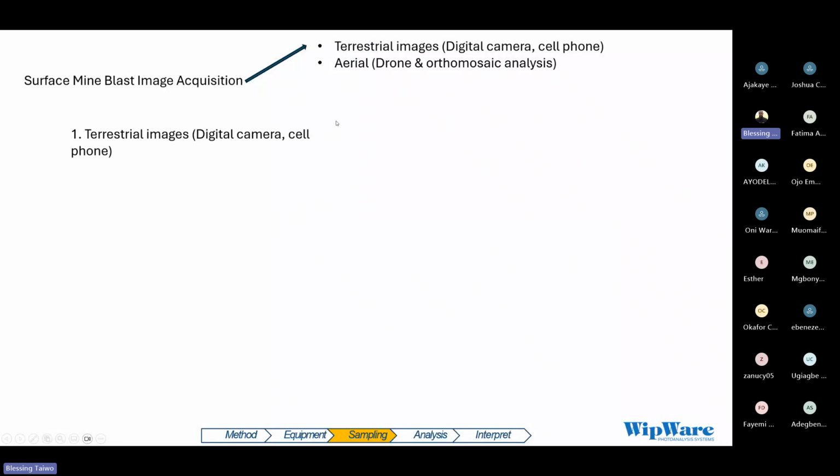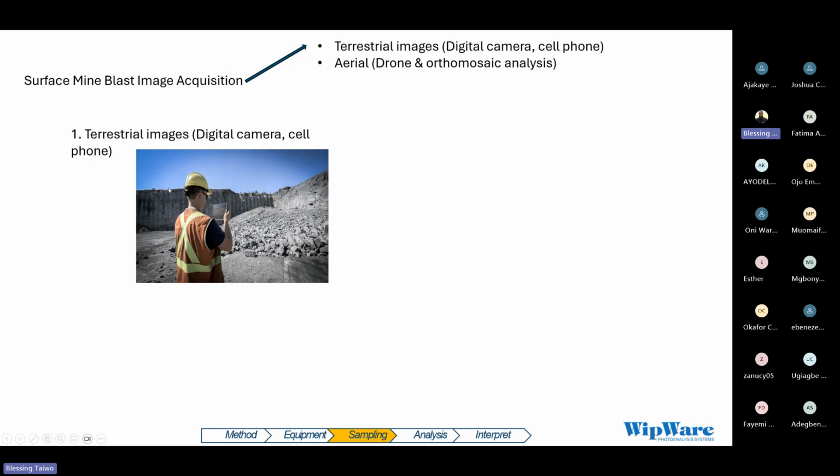So here we go. If it is surface, as I've mentioned, you get terrestrial image or aerial. If it is terrestrial, you capture using a digital camera or you capture using a cell phone camera. This is just an example of someone trying to capture the image using a cell phone. This is when it is a terrestrial image that you want to use for your analysis. So you have two options. The first option is capturing the picture using just the camera on your mobile phone.